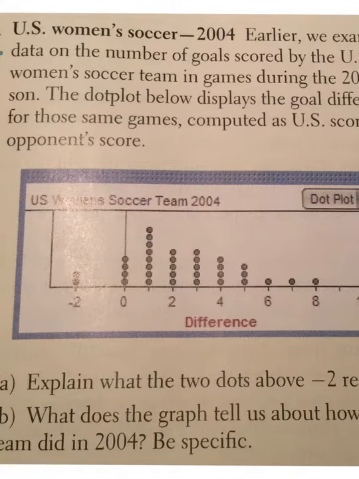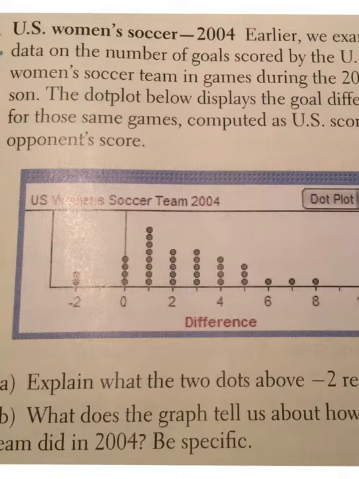That means when you subtracted the scores, the opponent's score was 2 goals higher, indicating subtracting you get a negative number. So there were only 2 games that this team lost, and it was by 2 goals. Okay, that's what that -2 represents. 2 games lost by 2 goals.